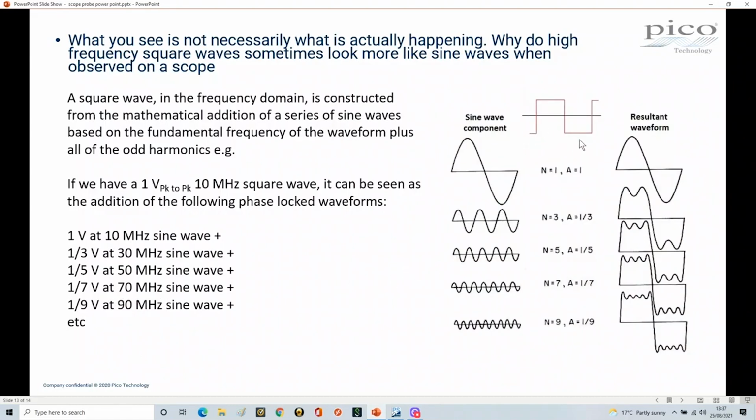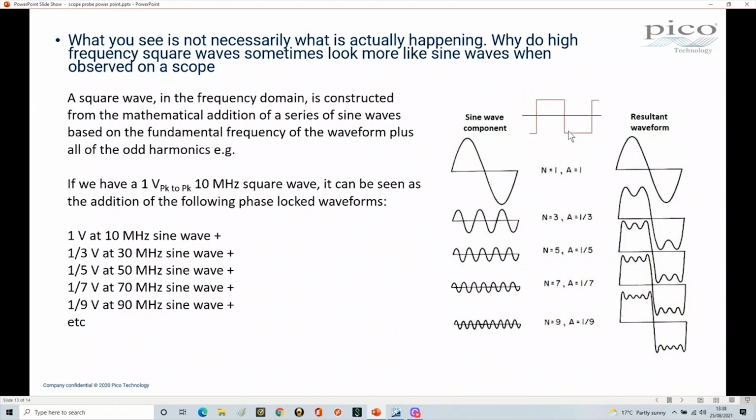Here you have a square wave, but the square wave in the frequency domain is made up of a series of sinusoids, of which the fundamental is there. This, for example, is 10 megahertz, then this one is a smaller 30 megahertz, this one a smaller 50 megahertz, this one a smaller 70 megahertz, and this one a smaller 90 megahertz. When you add all these waveforms together, on the basis they're all phase locked, there's your fundamental, but when you add this to that, you end up with this kind of waveform, etc.